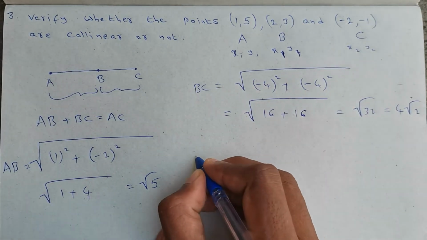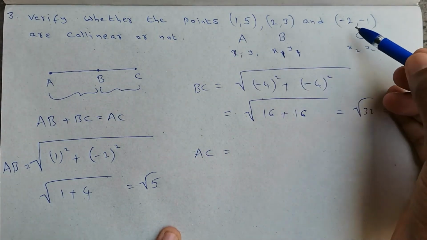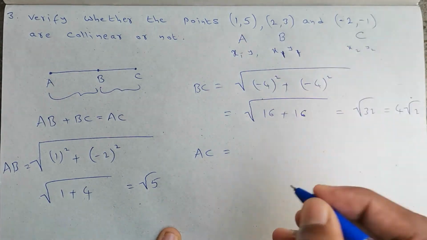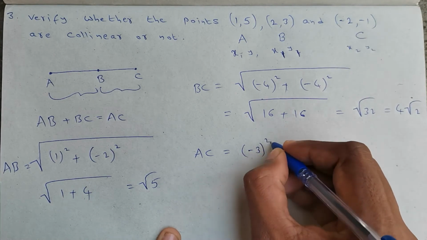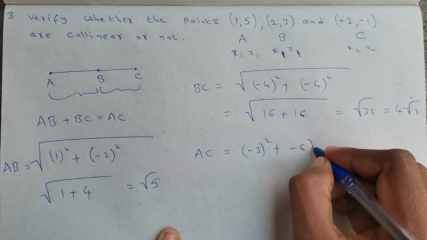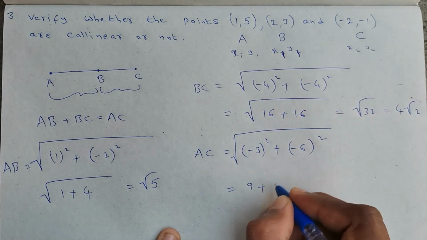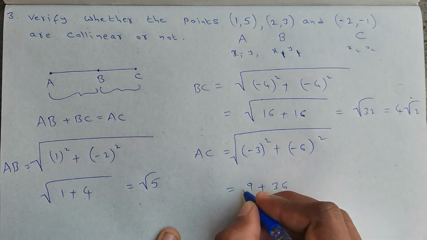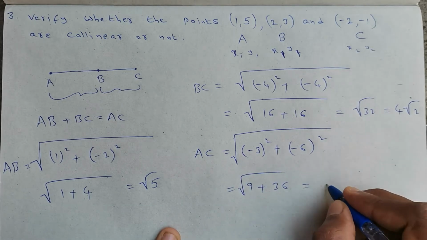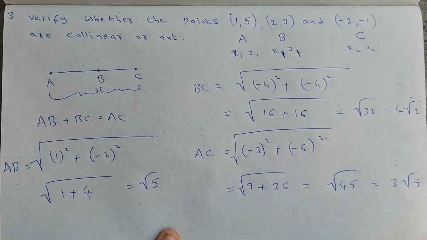The same way I am going to find the AC distance. Here A, here C. x2 minus x1 is minus 2 minus 1, minus 3 whole square, plus y2 minus y1 is minus 1 minus 5, minus 6 whole square, which is equal to minus 3 square 9 plus minus 6 square 36, under root, is equal to root 45, can be written as 3 root 5.